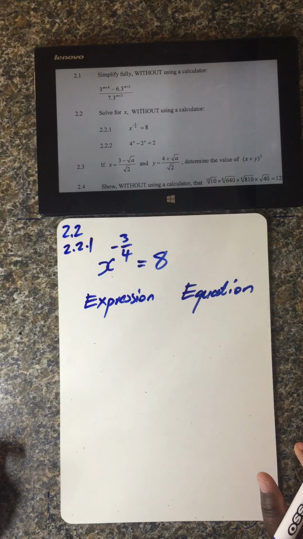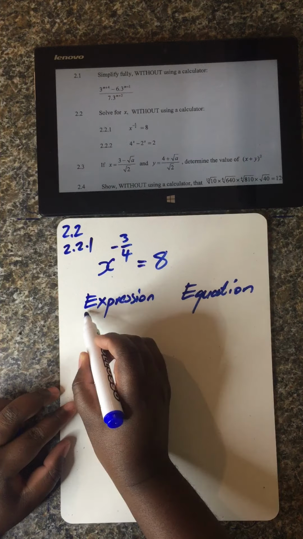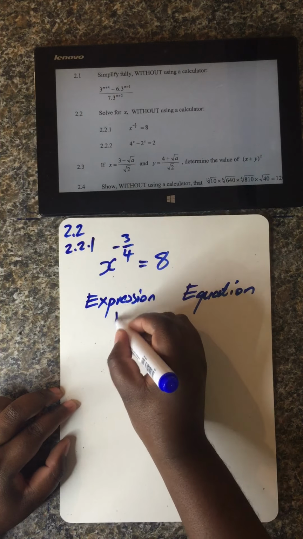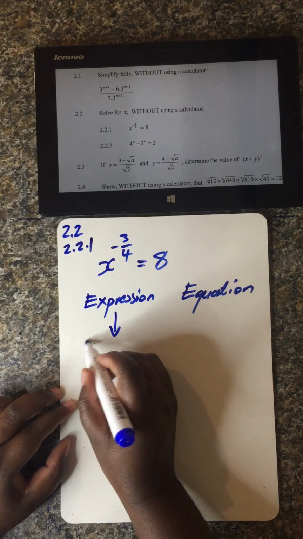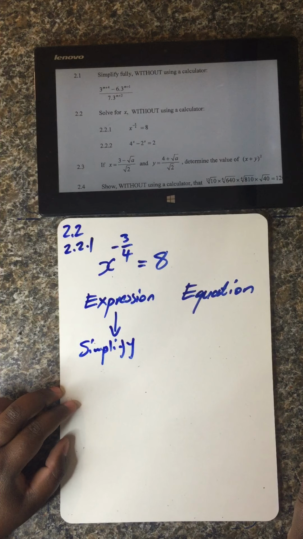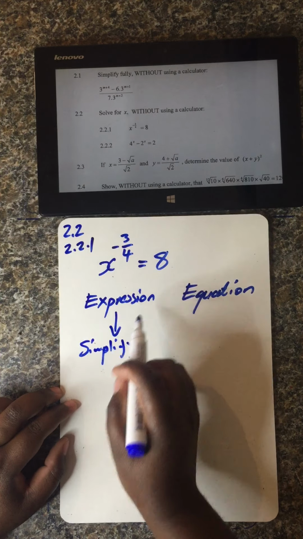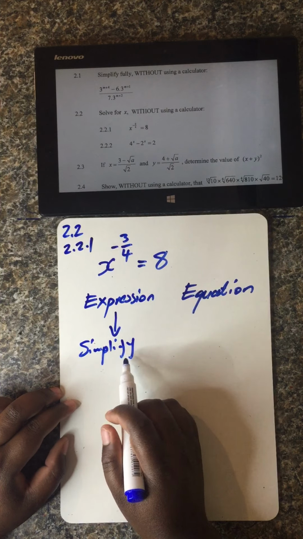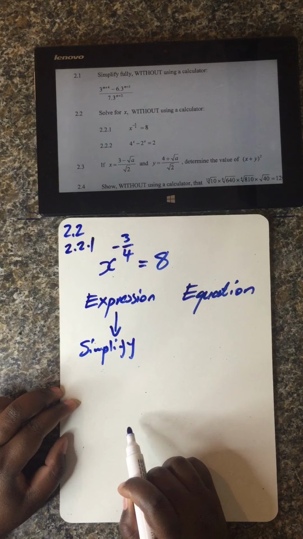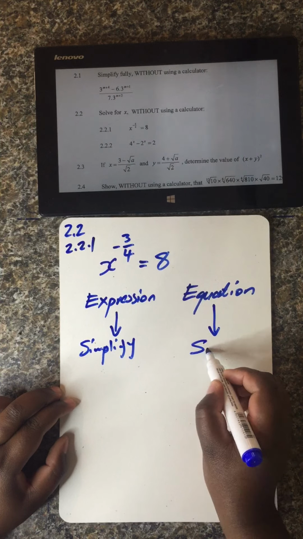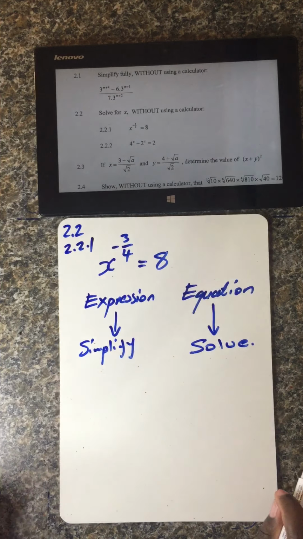Okay, so if you've got an expression, that's where you simplify. Very, very important, guys. Please do make sure to note this information down. When you've got an expression, you simplify. That means when the question says simplify, it means they will give you an expression. Okay, so obviously if you've got an equation, this is where you solve. Very, very important, guys. This is where you solve.